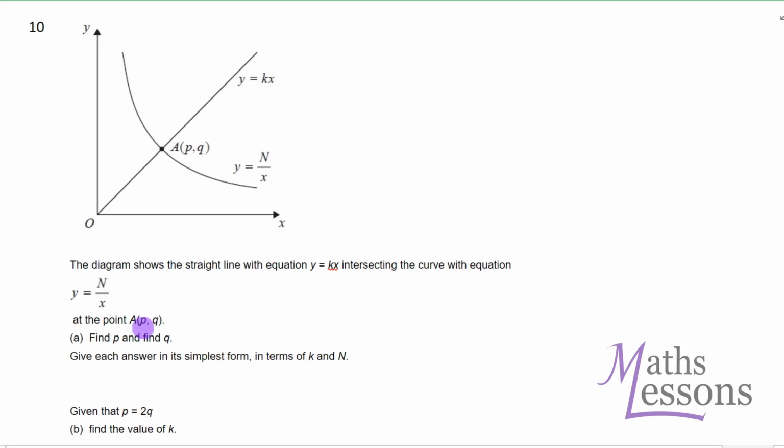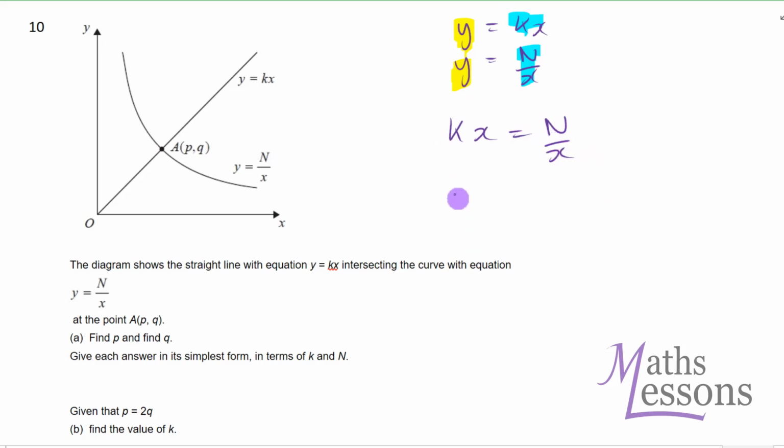Now the key thing to work out here is that the P value is equal to the x value and the Q value is equal to the y value. So bear that in mind. We've got y equals kx and y equals n over x. So these y values must be the same, so we know that kx must equal n over x.